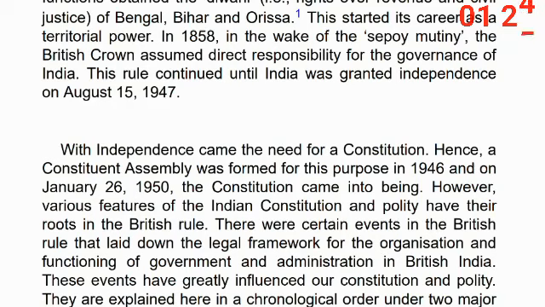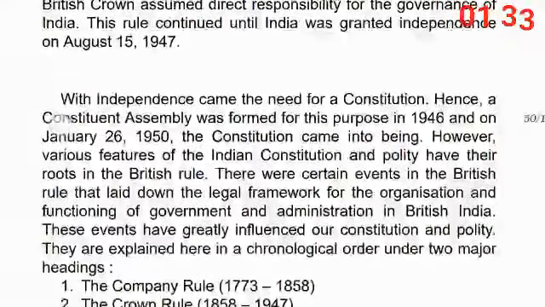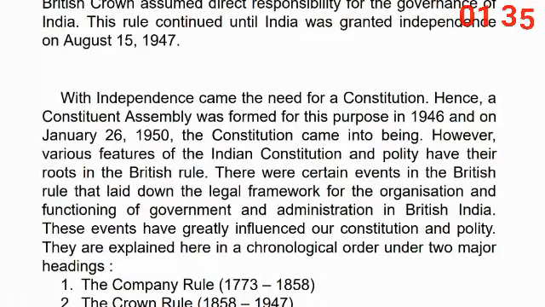There were certain events in the British rule that laid down the legal framework for the organization and functioning of government and administration in British India. These events have greatly influenced our constitution and polity. They are explained here in a chronological order under two major headings.